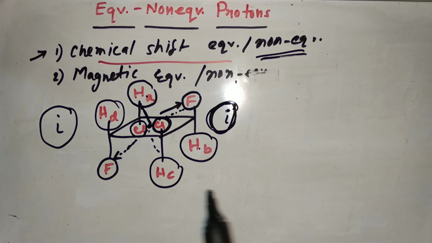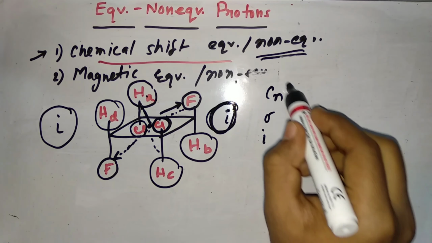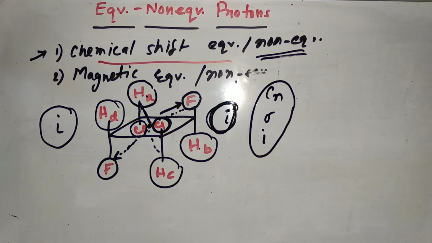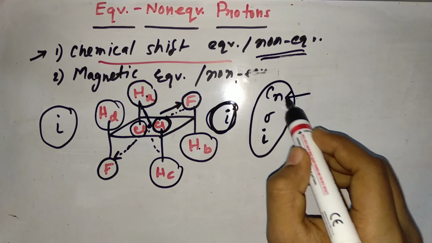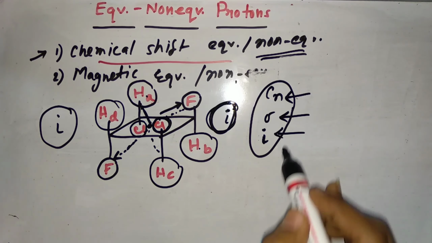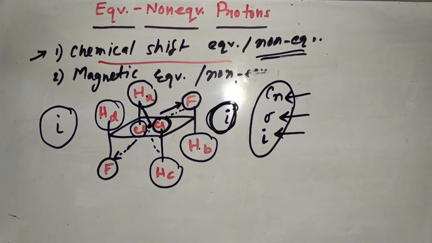So I have already told you that if a Cn axis, sigma plane or I are present in a system, then these axes of rotation, sigma planes or inversion centers will be responsible for creating the chemical equivalency.